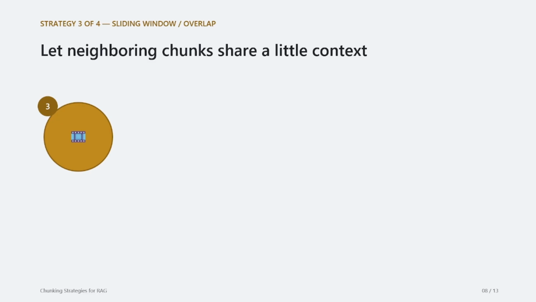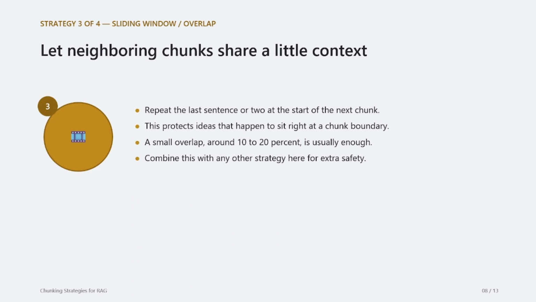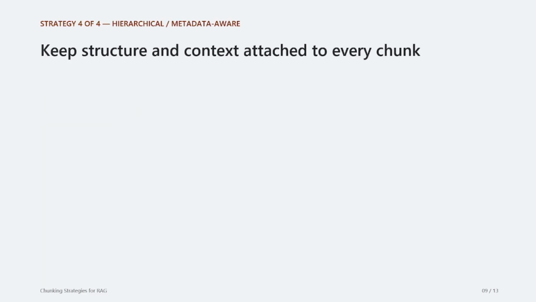Strategy 3, sliding window or overlap. Simply repeat the last sentence or two at the start of the next chunk. This protects any idea that happens to land right at a chunk boundary. A small overlap, around 10 to 20%, is usually enough, and you can combine this with any other strategy here for extra safety. It's like two overlapping photos in a panorama, so nothing at the edge ever gets lost.